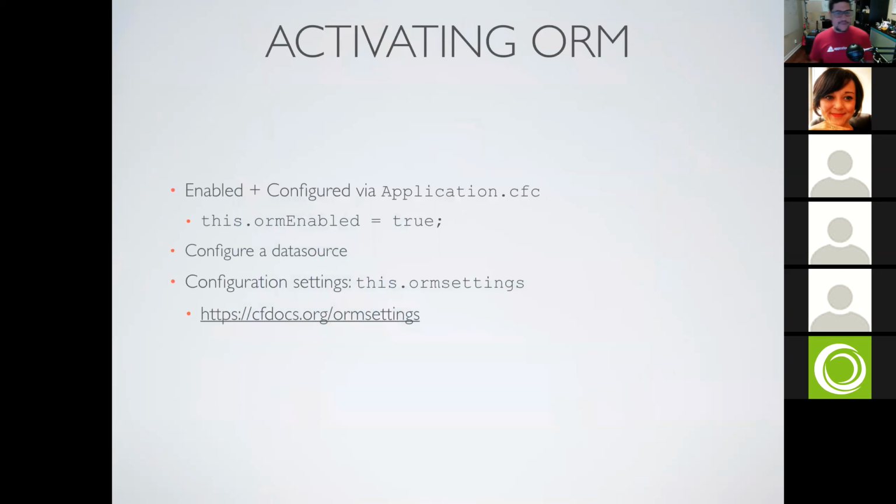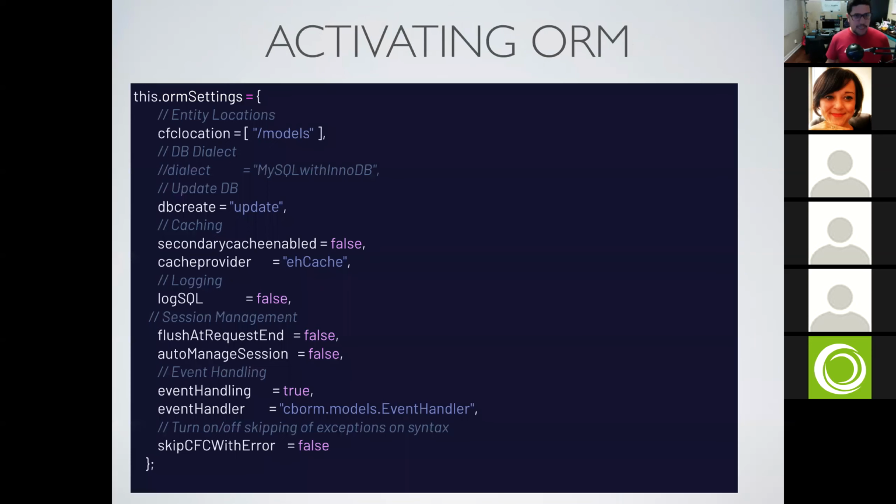Activating the ORM is actually quite easy. You can find all the information in CFDocs, ORM settings. It's controlled by the application.cfc. It can look something like this. In the ORM settings, you have a CFC location where you dictate where your persistent models are.